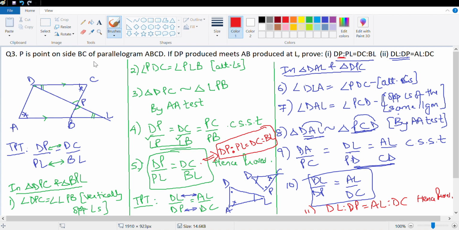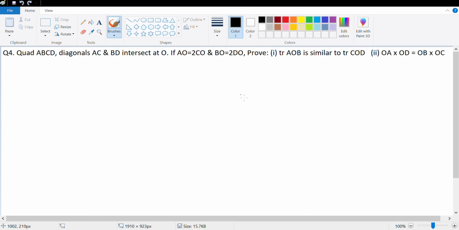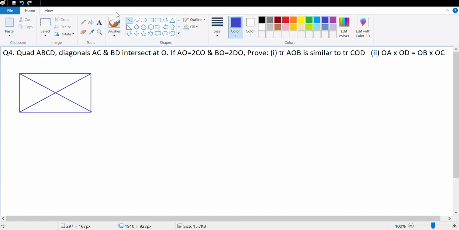Let's look at the next question. The next question that we do is question number 4. Question number 4 says, in quadrilateral ABCD, the diagonals AC and BD intersect each other at point O. Let's just draw a rough diagram. So this is our quadrilateral ABCD.